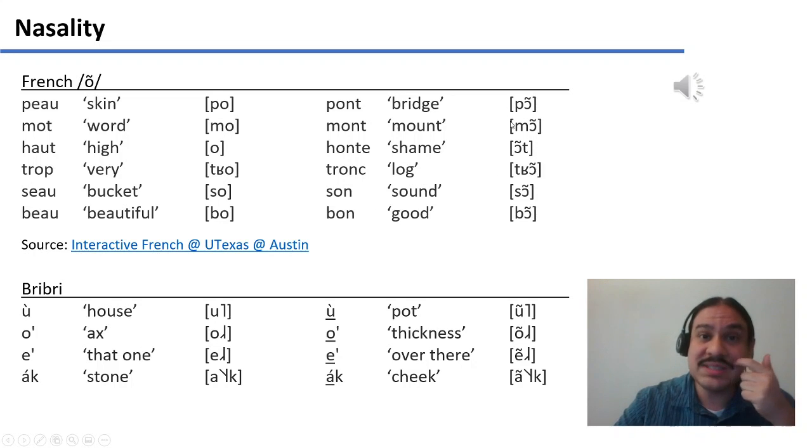In some of these ones, some part of the air exits through your nose. Bribri has that same distinction. So, for example, ou, ou. The first one is a house, the second one is a pot. U, un. And this last one, ak, unk. The first one is a stone, the second one is a cheek.